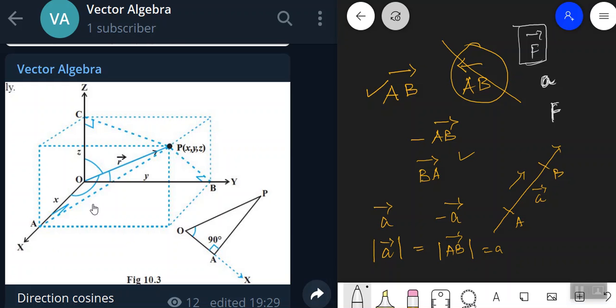I have given OAP separately here also. Do you understand? OA and then P. This is 90 degrees, so OP is the hypotenuse, is it not? And when you consider this as the angle, then definitely the opposite side is AP, and the adjacent side is OA. Is it not? Right. So just to visualize it, draw this diagram carefully.